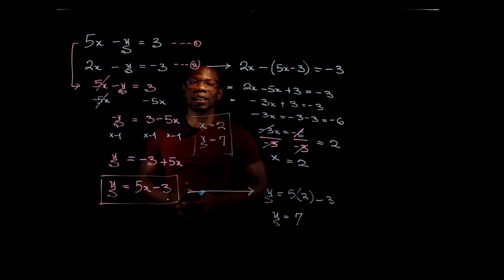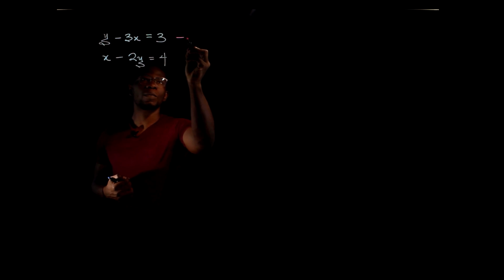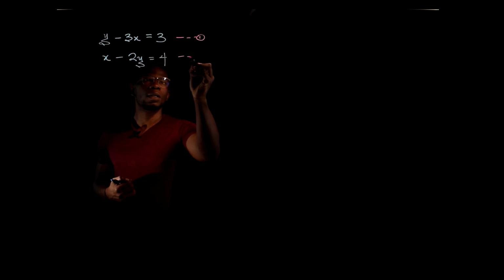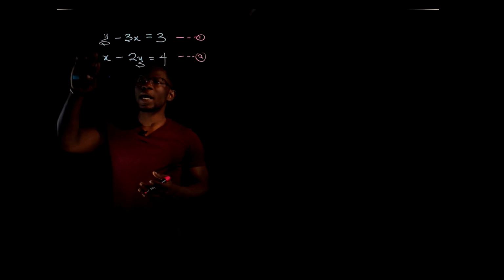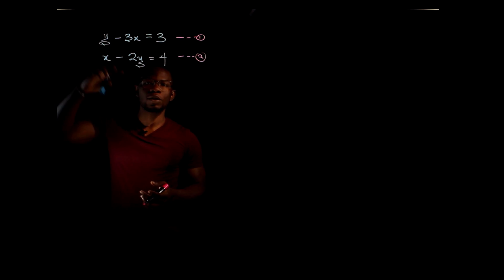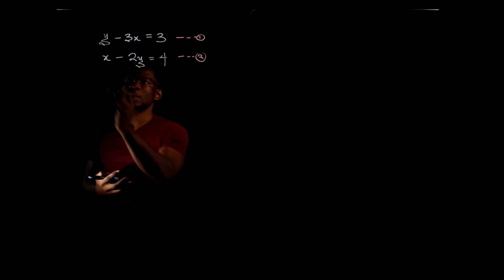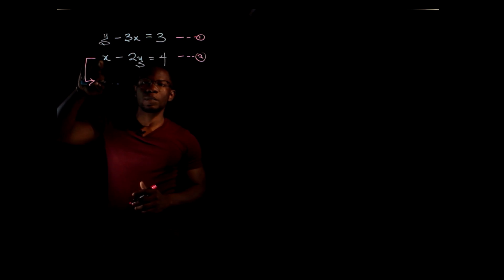So let's move to the next example. For this example, we have that y minus 3x is equal to 3 and x minus 2y equals 4. So we start like we started in the last example, which is to number our equations, equation 1 and equation 2. So the next thing is to take any one of these two equations and make either x or y the subject of the formula. So in this case, let's take equation 2 and let's try and make x the subject of the formula here.